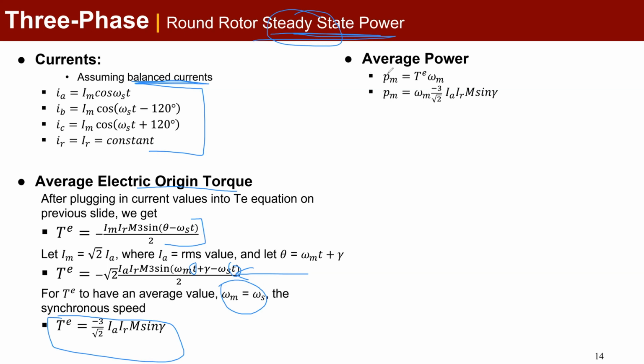One thing to keep in mind, if you haven't already picked up on it, is that the average power is equal to the electric origin torque times omega m times this frequency, right? And so what we get is that average power is equal to this quantity here.